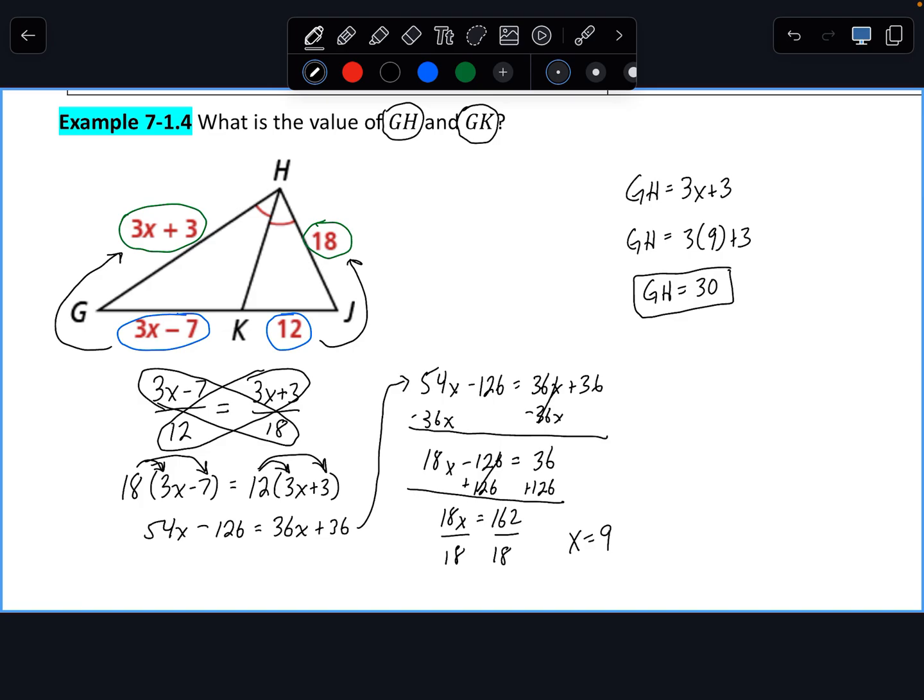Same thing for GK. I'm going to plug in my 9 for x. GK is 3x minus 7. Plug in 9 for x. 3 times 9 is 27. 27 minus 7 is 20. And so we get our values of GH and GK. GH is 30 and GK is 20.